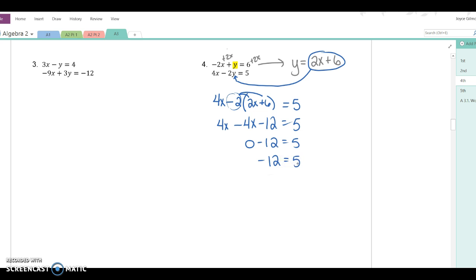Question for you, does negative 12 equal 5? This is a false statement. If your variables completely eliminate and you're left with a false statement, that means that no matter what x value you put in here, it's not going to work. That means that there is no solution.